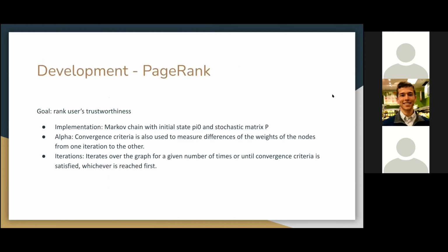For our final algorithm, we implemented PageRank to rank the trustworthiness of the users. The basis for this algorithm is a Markov chain with the initial state of pi0, which gives each node an equal probability, and matrix P, which is built from the graph. We have an alpha value, which helps measure the differences of the weights of the nodes from one iteration to the other. We iterate through the Markov chain for a designated number of times to get a good enough approximation of the final probabilities.